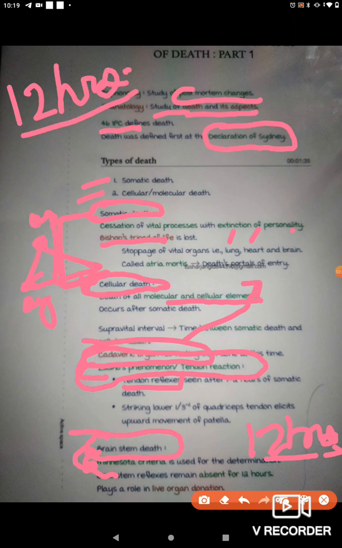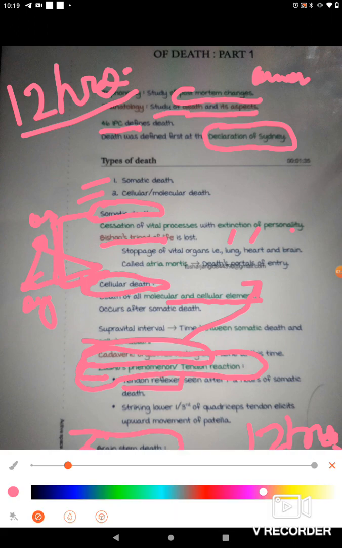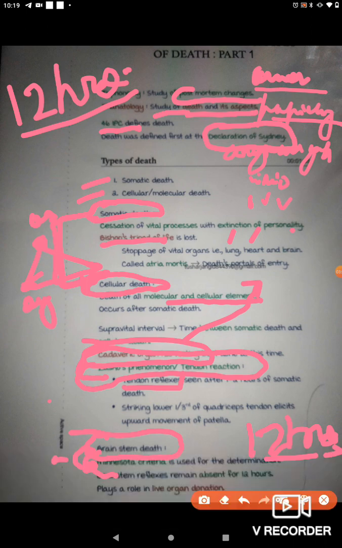What are the brainstem reflexes? We have the corneal reflex, and the next reflex is the pupillary reflex, then the cough and gag reflex, the ciliospinal reflex, and the oculovestibular reflex. So these are the 5 brainstem reflexes.